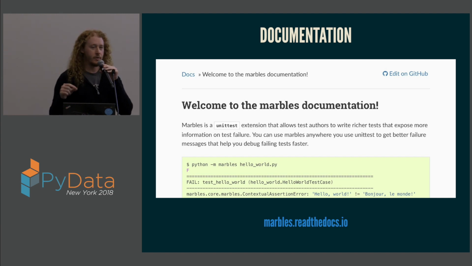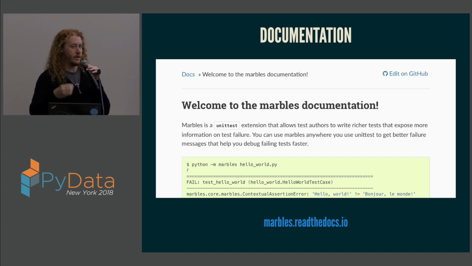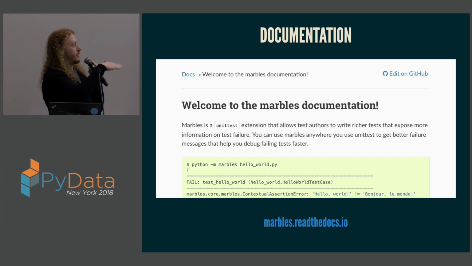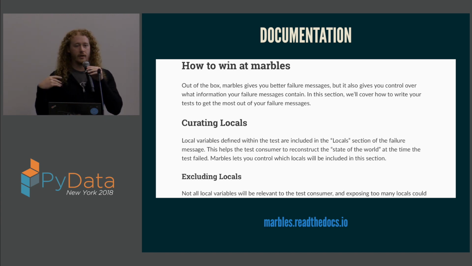One particular thing about the documentation, it's partially about what marbles does and how to control it, but also there's a section on how to win at marbles, which is how you should use these features to write more effective tests that are better to receive failures from. So there's a lot about how you choose which things you put into local variables. You can prefix things with an underscore to hide them if they're really large, that kind of thing.